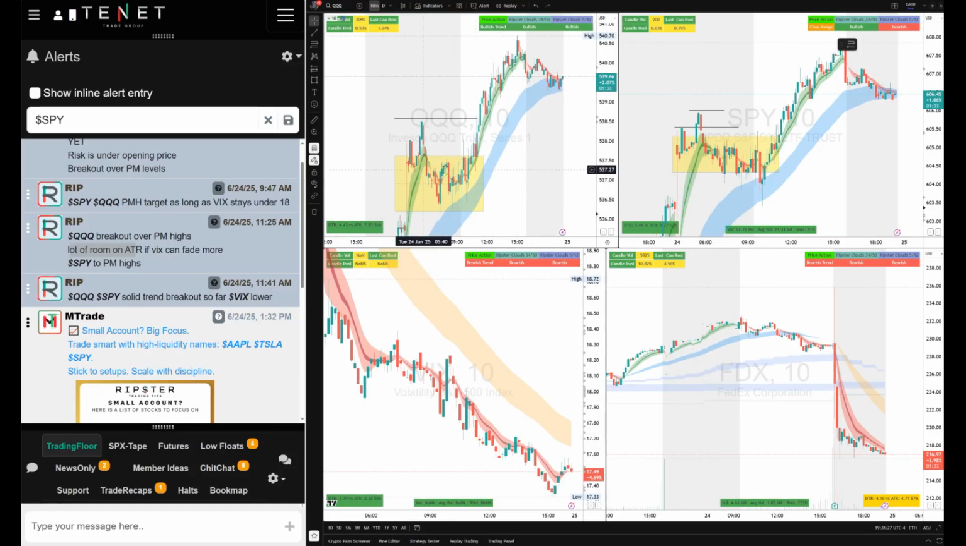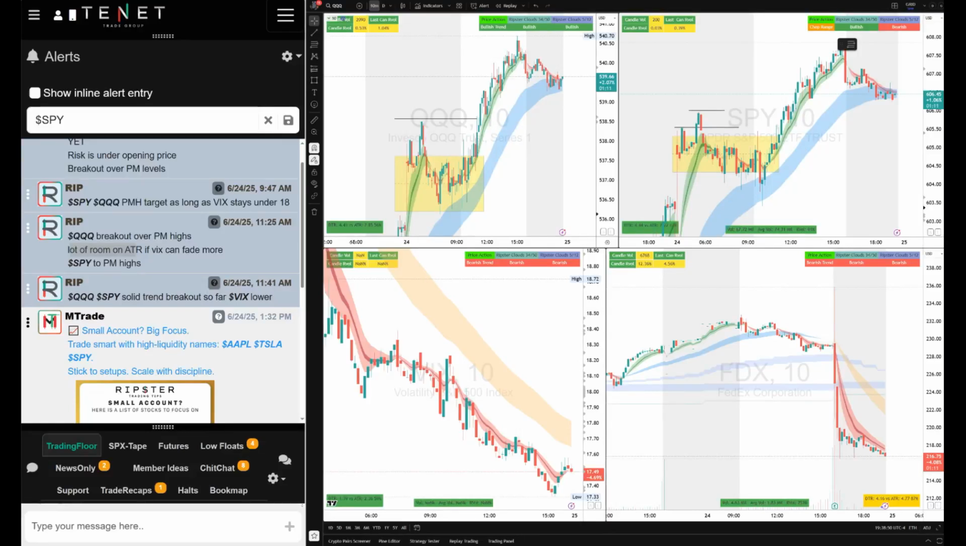This was the setup, right? There was no setup here, not working, no setup here. Setup came here, setup came here, setup came here. And the setup came when VIX broke 18 and VIX faded all the way to 17.33. As long as VIX is under 17.12, you can stay long, as you see the SPY and QQQs holding the longs, right? So that was the setup.